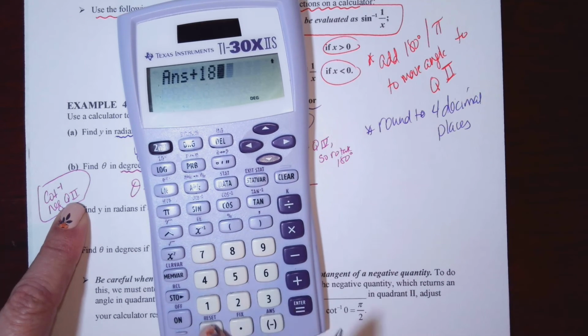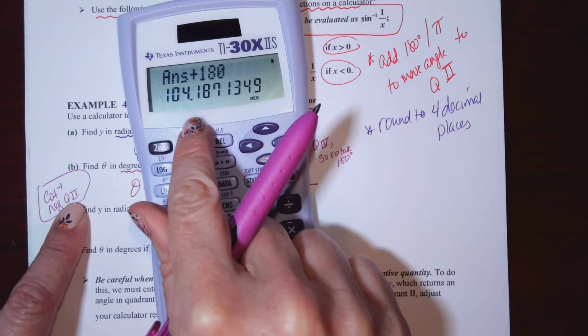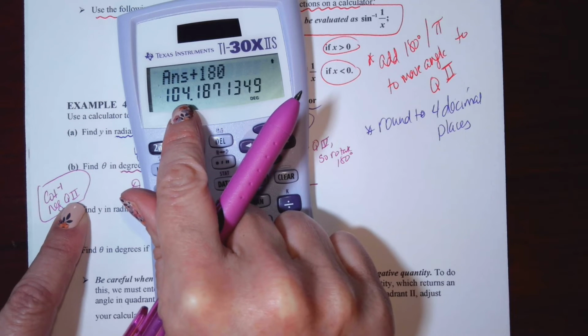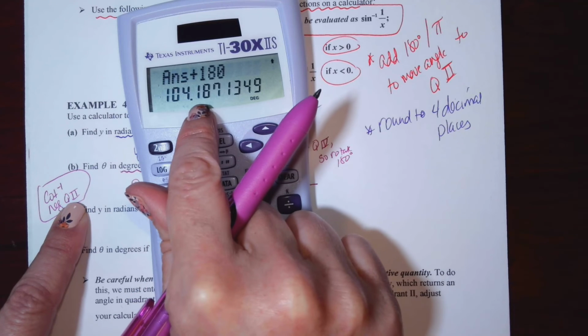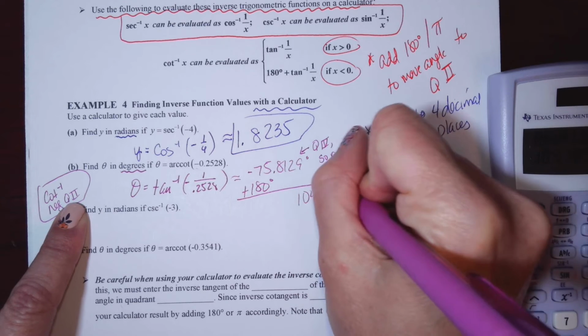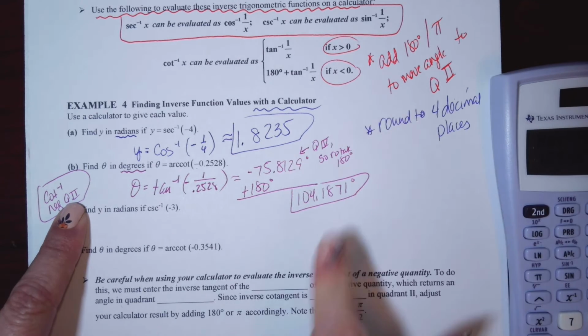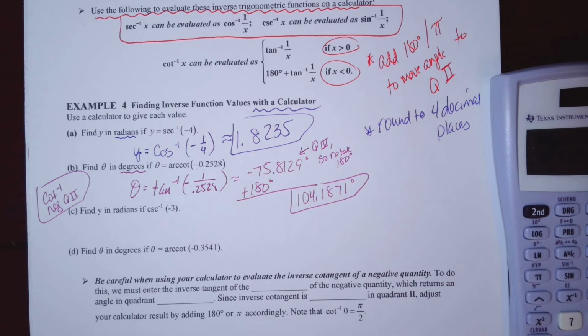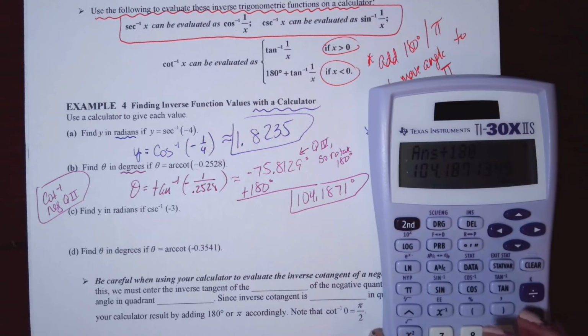Add 180. The angle in quadrant 2 that has the negative cotangent function value that I was given is this angle, 104.1871. So I've got 104.1871 degrees. That degree symbol is vital. 104 radians is not the same thing as 104 degrees. It will be wrong if you forget to change that.